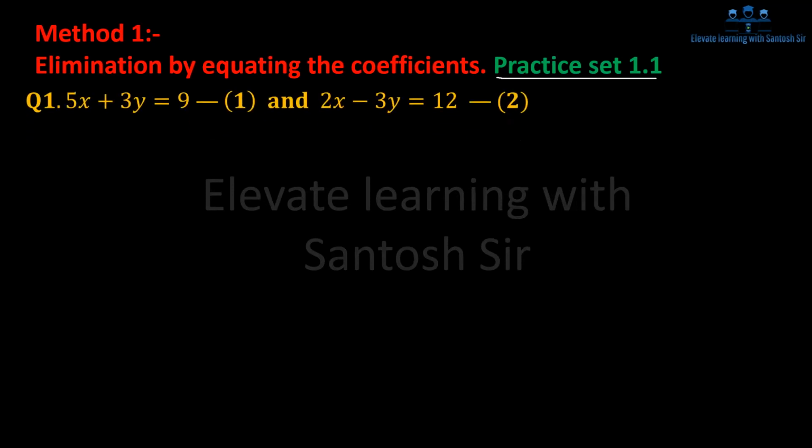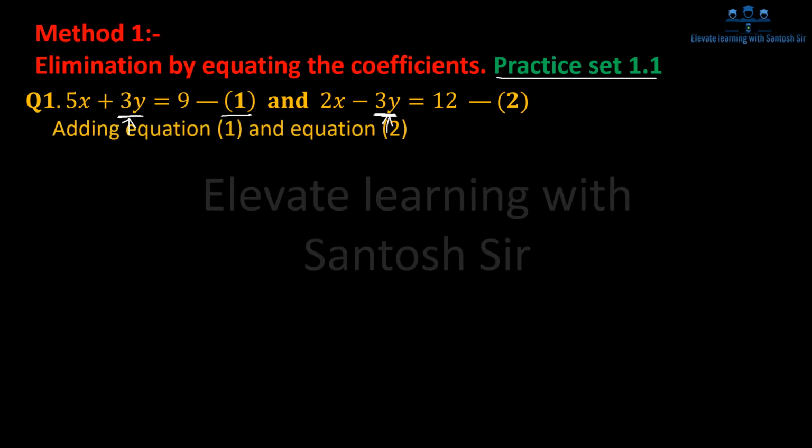We have two linear equations in two variables given to us. The first equation is 5x plus 3y is equal to 9, and the second equation is 2x minus 3y is equal to 12. In this method of elimination, we try to find whether the coefficient of any one of the variables is same in both the equations or not. If we concentrate on the first equation, I have 3y, and in the second equation I have minus 3y. So now if we add the two equations, then plus 3y minus 3y will get cancelled. So we can eliminate y by adding these two equations.